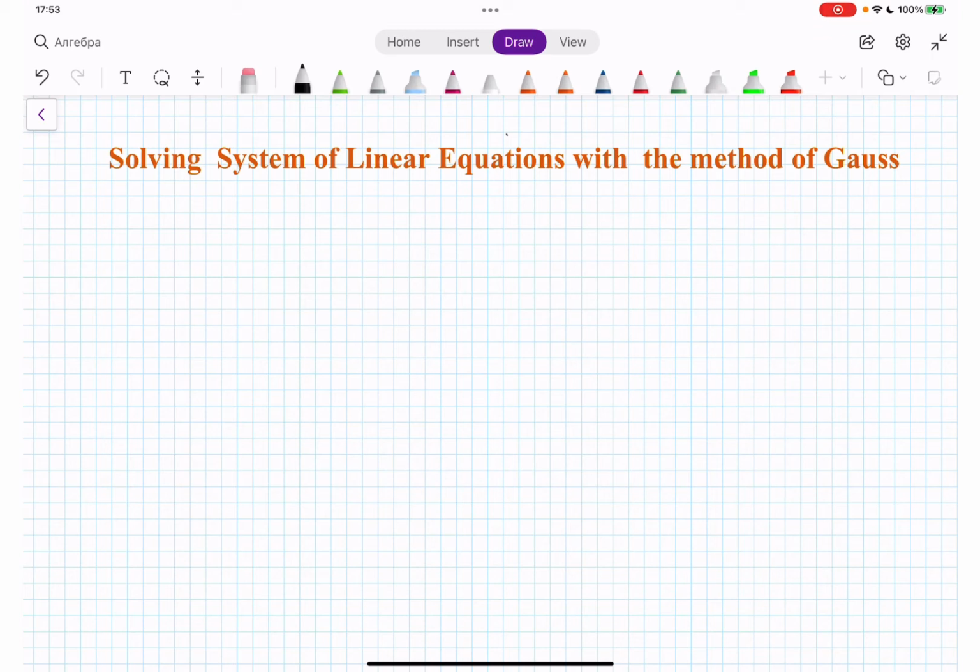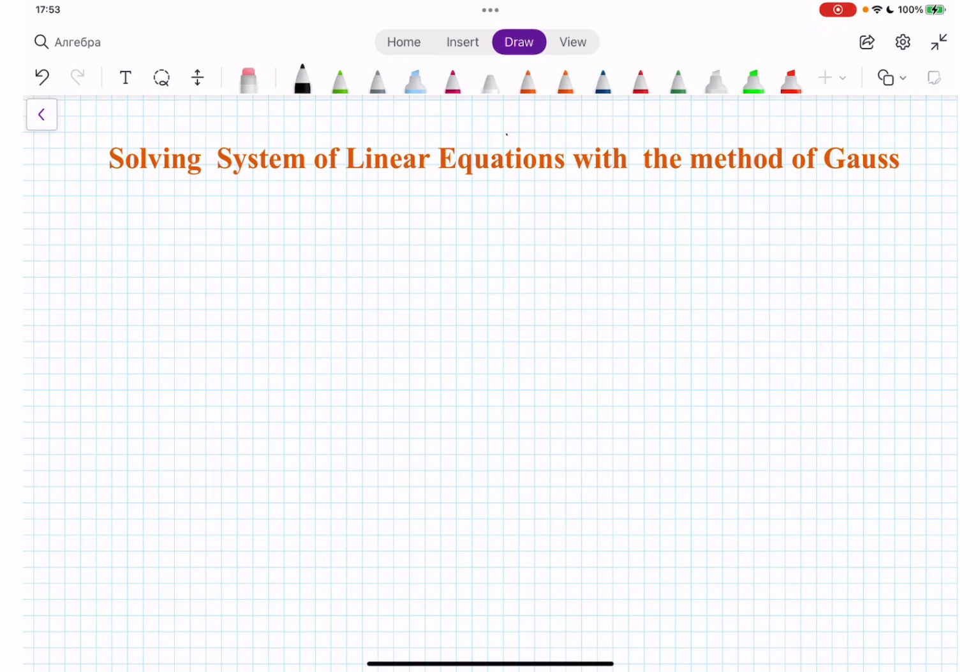In linear algebra, the Gauss method is a classical way to solve systems of linear equations. The principle of the Gauss method is to perform elementary transformations over a system of linear algebraic equations. With the help of these transformations, the system of linear equations is reduced to an equivalent system of echelon form, from which the variables can be found.